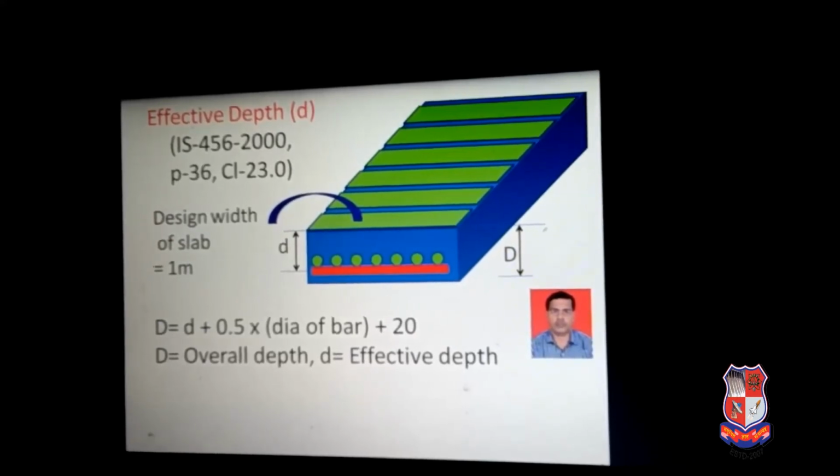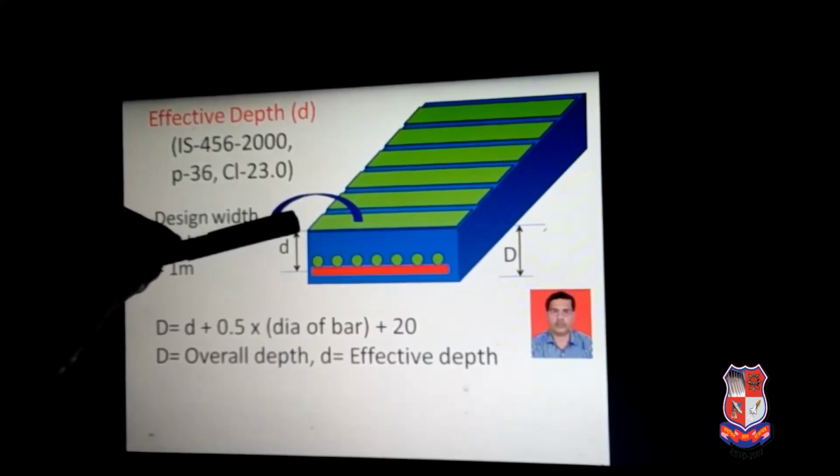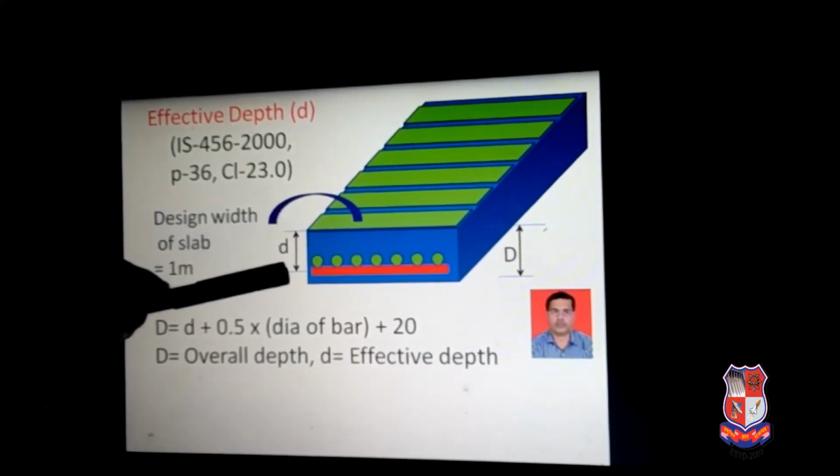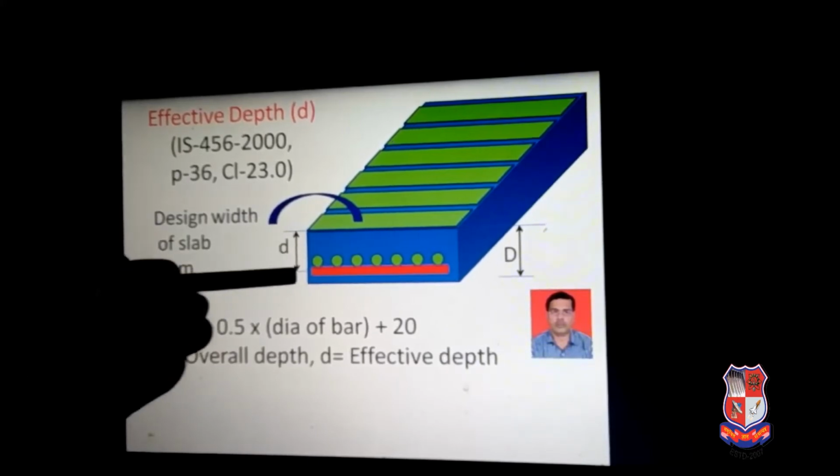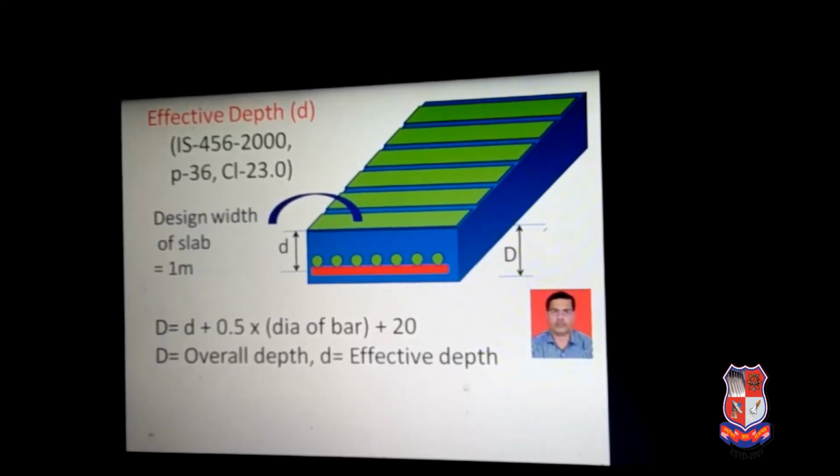Now we'll take care of some technical terms. The most important technical term is the effective depth in the slab. According to IS 456-2000, page number 36, clause number 23.0, there is a definition for the effective depth, and it is the distance between the top of the slab, that is the compression face, to the center of the tensile steel, shown in red color here, and this is the designation for its effective depth, that is small d.